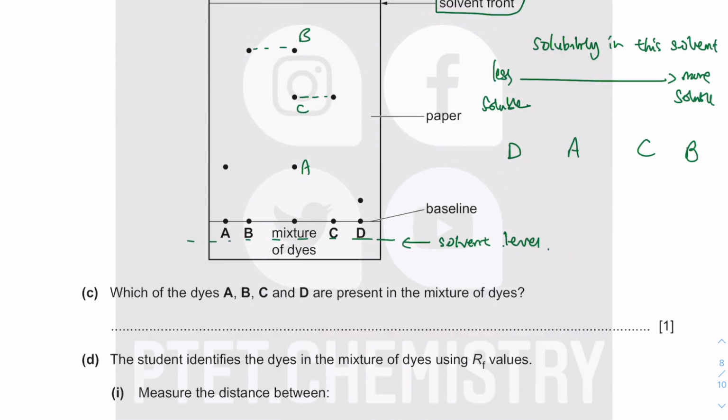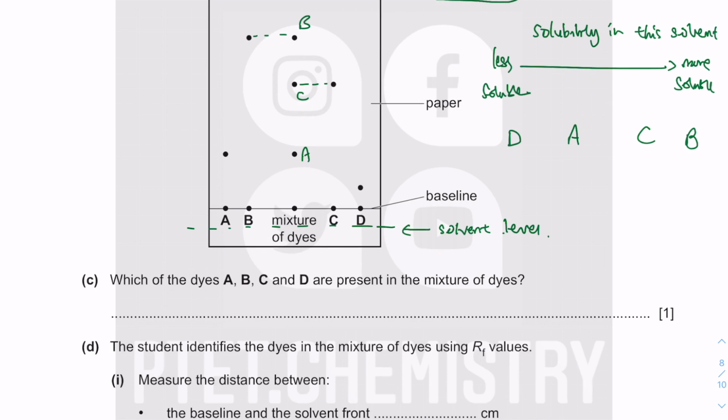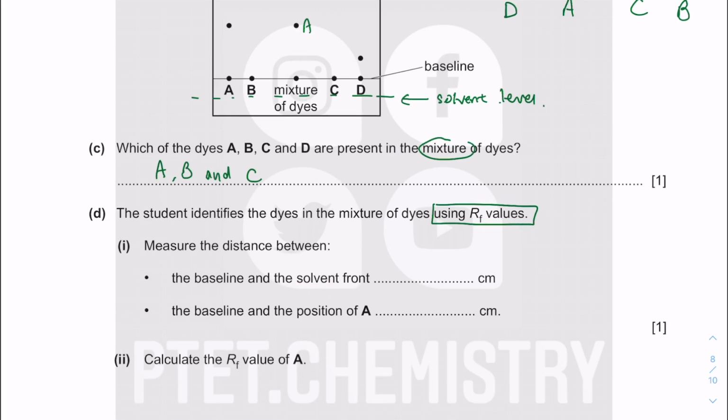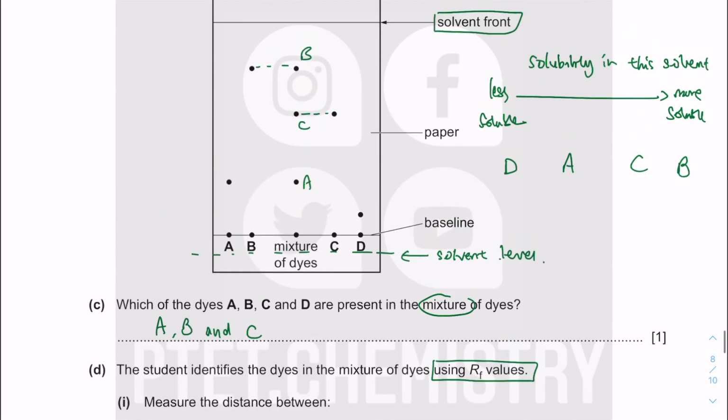So which of the dyes are present in the mixture? So it will be A, B, and C, but not D. Okay. Next up, the student identified the dyes using RF values. Okay, so measure the distance between the baseline and the solvent front. So when you do questions on RF, you really have to use a ruler.